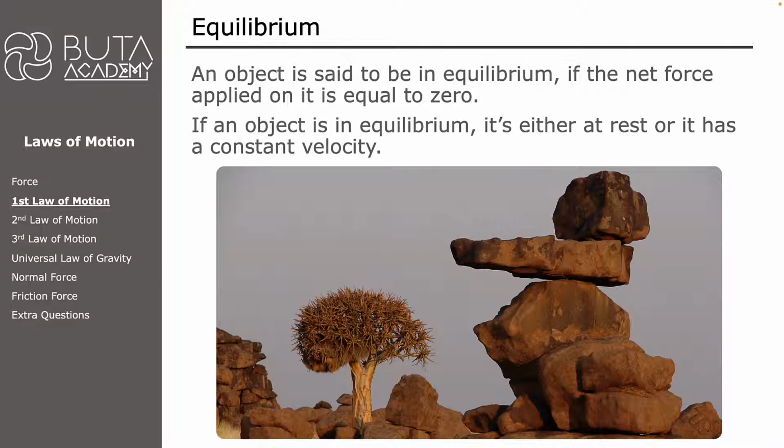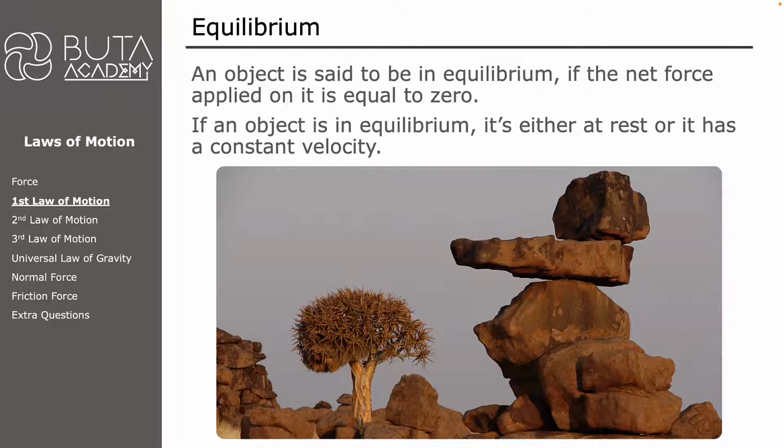According to the first law of motion, an object will remain at rest or move with constant velocity unless an unbalanced resultant force acts upon it. In other words, if the net force applied on an object is equal to 0, the object will remain at rest or will move with constant velocity.